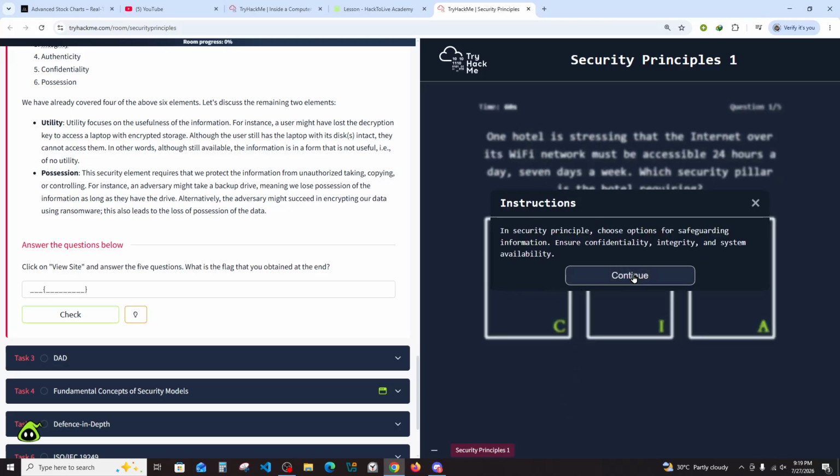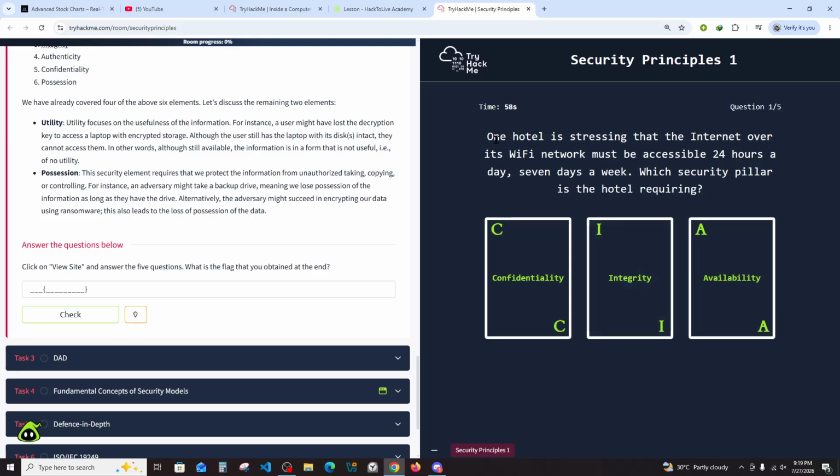One hotel is stressing that the internet over its Wi-Fi network must be accessible 24 hours a day, 7 days a week. Which security principle?